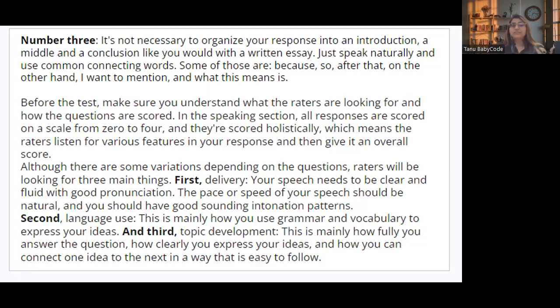Before the test, make sure you understand what the raters are looking for and how the questions are scored. In your speaking section, all responses are scored on a scale of 0 to 4. They are scored holistically, which means the raters listen for various features in your responses and then give it an overall score, right?